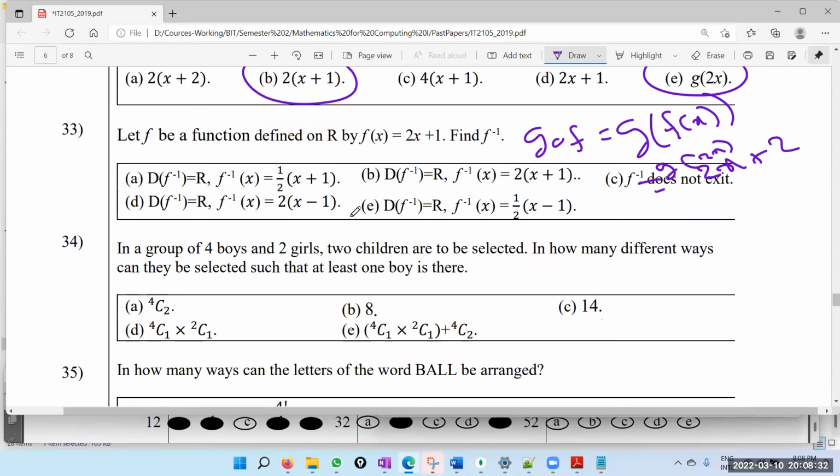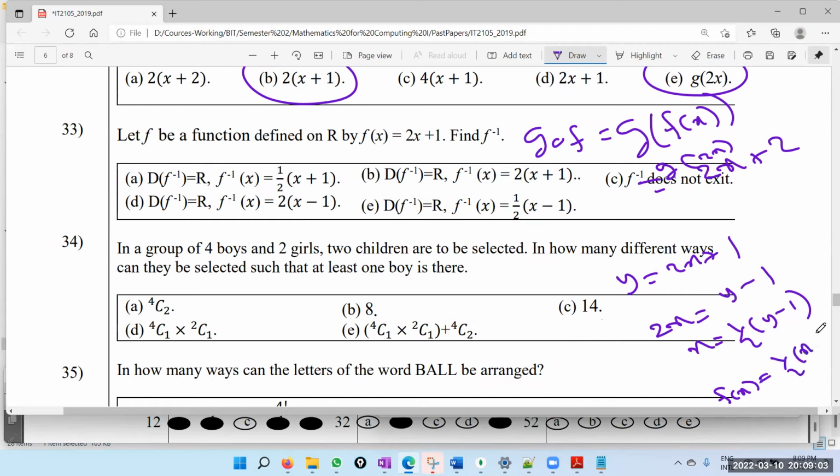Let f be a function defined on R by f(x) equals 2x plus 1. Find f inverse. That is a very easy question, right? y equals 2x plus 1. You have to make x the subject. 2x equals y minus 1. Therefore, x equals half times y minus 1. So then you can swap it if the examiner is giving it as x. Rather than f(y), usually we say f(x) equals half x minus 1.